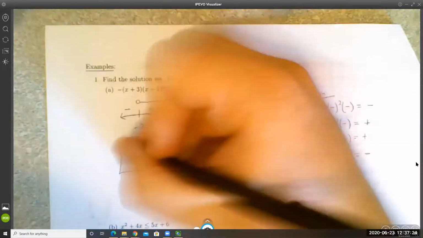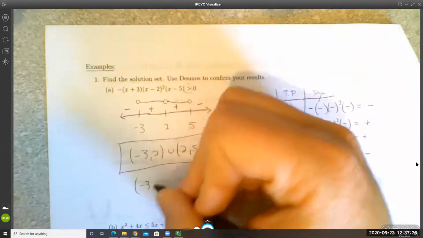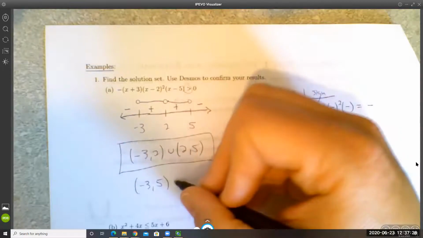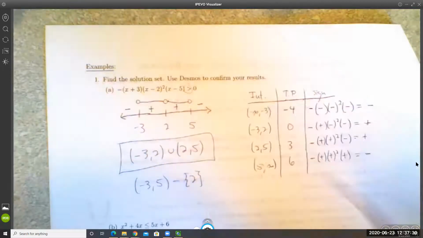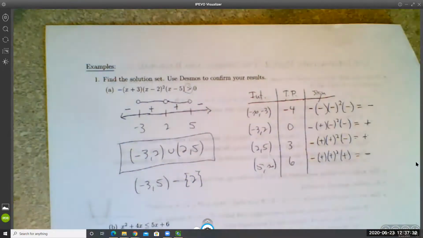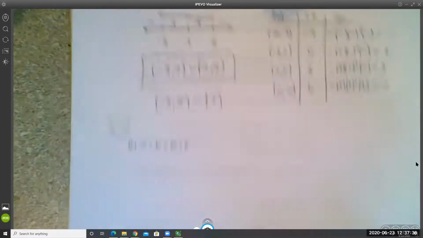Or if you like, you can write that using set difference. You can say, well, it's really -3 to 5, except for 2, right? Same thing. So that's the solution set there. Let me walk you through another one, part B.